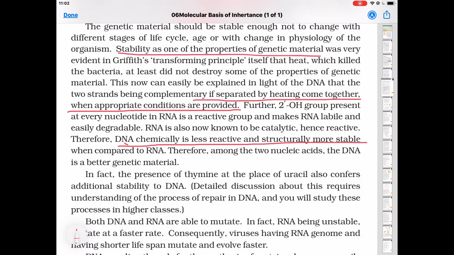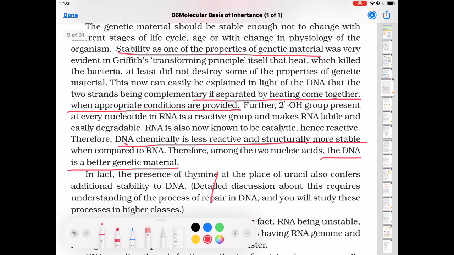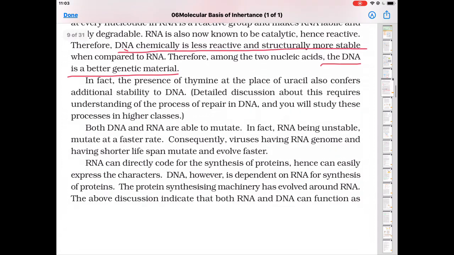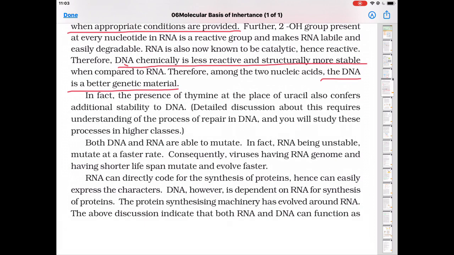The presence of thymine in DNA, in place of uracil in RNA, also matters. In RNA, in place of thymine, uracil is present, and because of that, it gives less stability to RNA. Both DNA and RNA are able to mutate. They can show mutations and they can evolve also. But RNA being unstable, it mutates faster. So viruses have RNA as their genetic material, and having a shorter lifespan, they mutate faster and evolve faster.